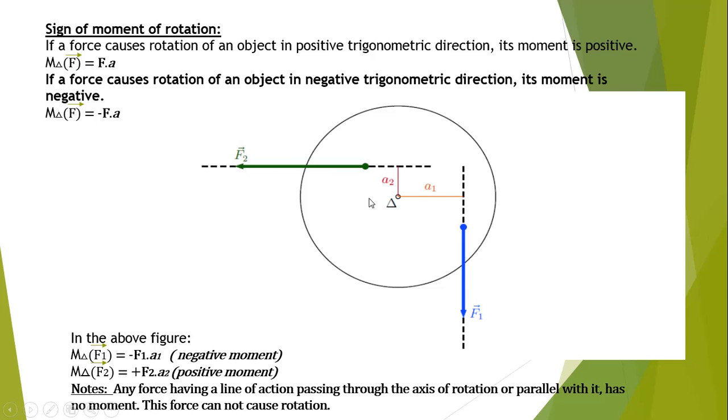So we are going to calculate the moment of forces F1 and F2. In the first situation, we consider F1 only acting on the disk, so at this instant we neglect the presence of F2. When we apply F1 on the disk, we see that the disk rotates in this direction.